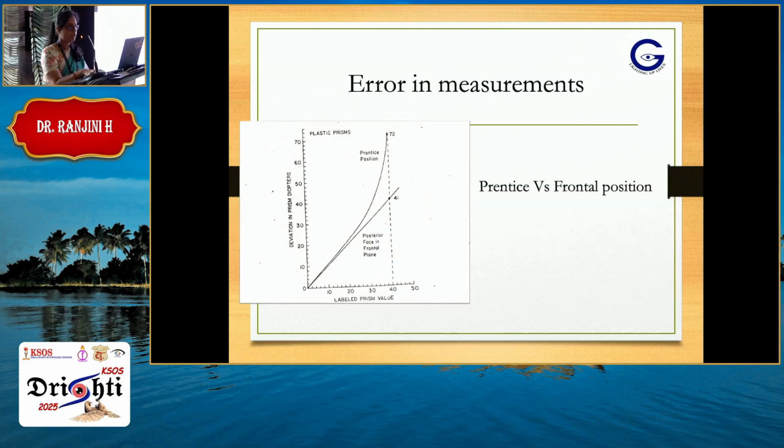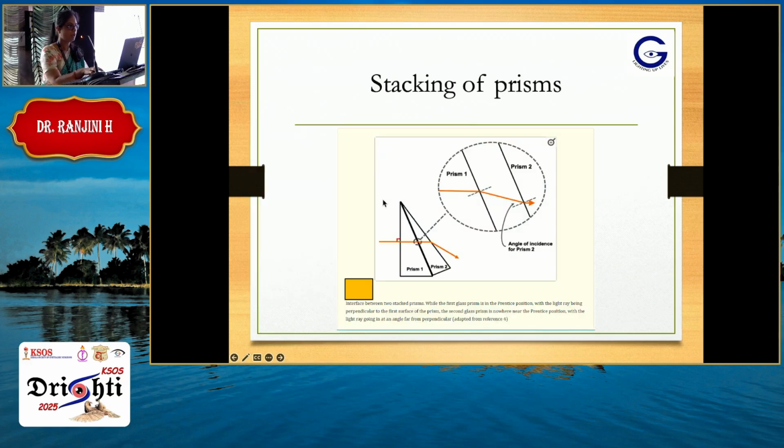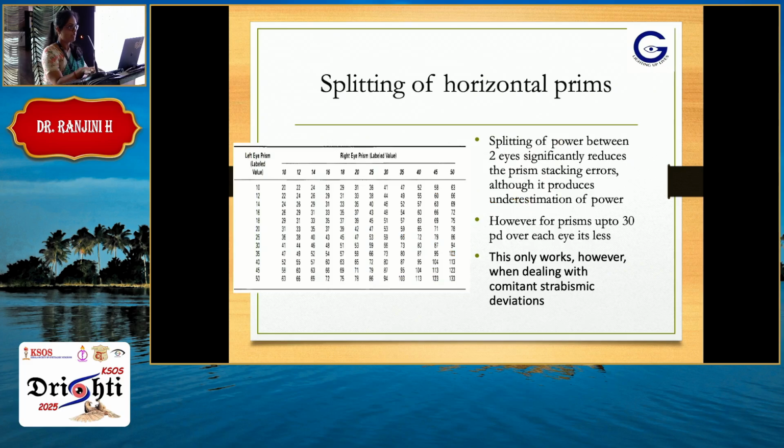A word about Prentice versus frontal position. Any deviation measured over a Prentice position and then measured in a frontal position always tends to be overestimated in the Prentice position, as you can see in this graph. Then coming to the stacking of prisms, if the amount of measured deviation is above the available prisms, ideally we should not stack them but split them. Splitting the prisms will reduce the stacking errors, although it will slightly underestimate the power.